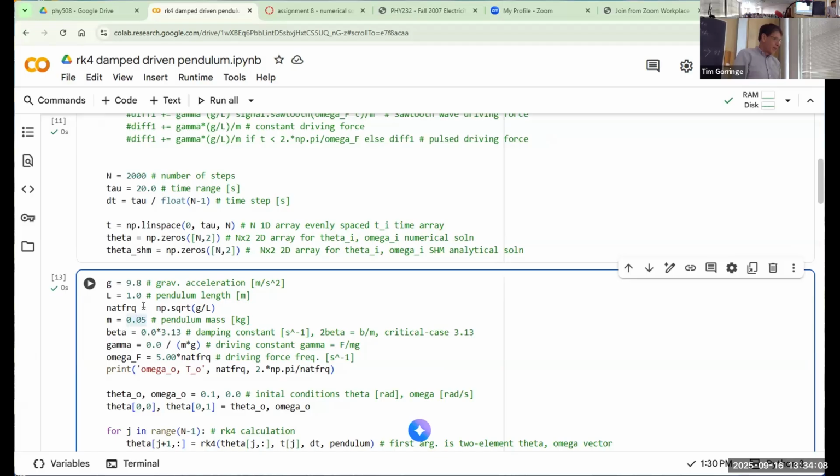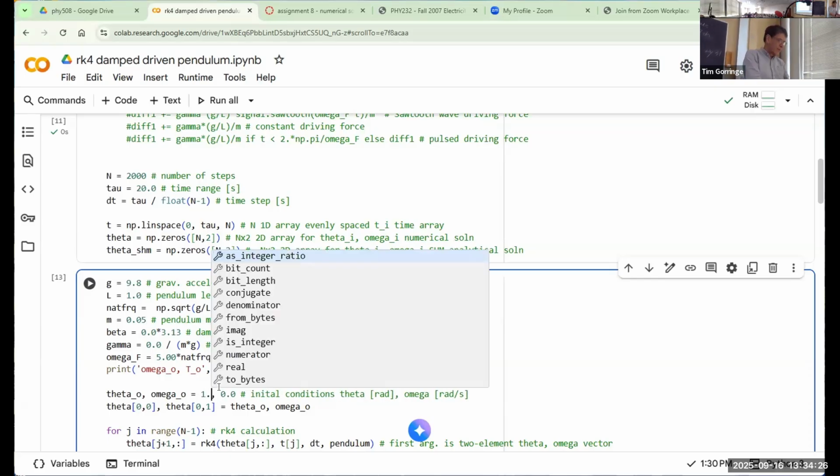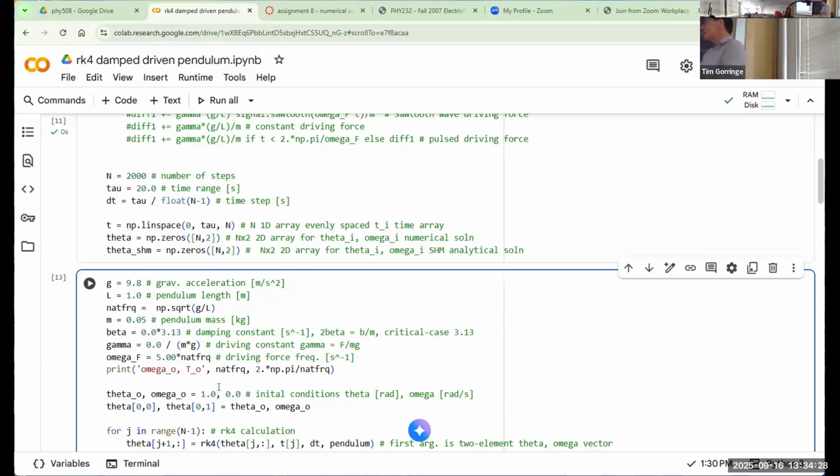I want to change the amplitude of the oscillations, because that was your question. Can we see nonlinear effects? So let's make this 1. Let's make this 10 times bigger. So now this is releasing not from 5 or 6 degrees, but from 57 degrees. Well, this is a big amplitude oscillation.